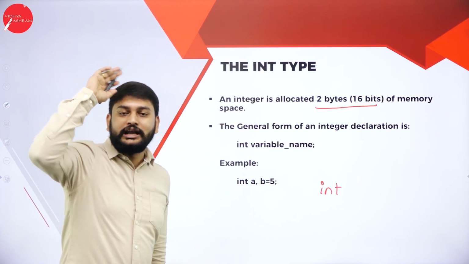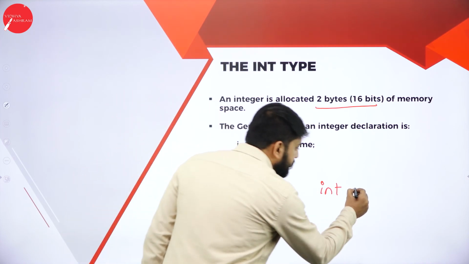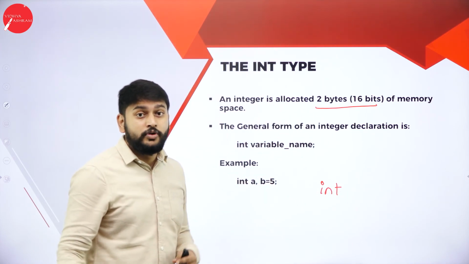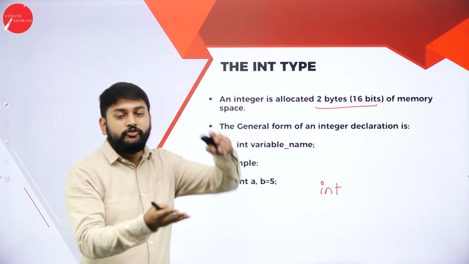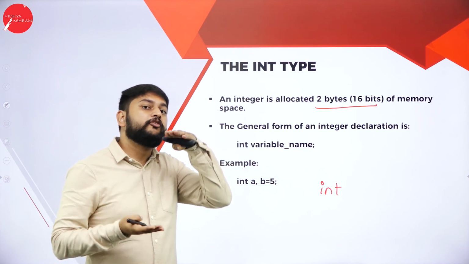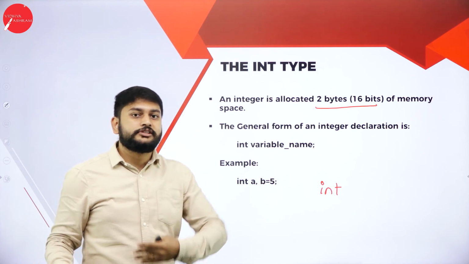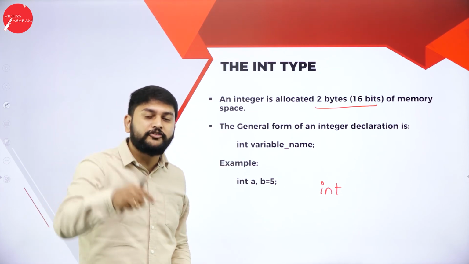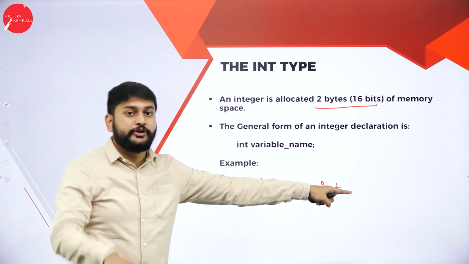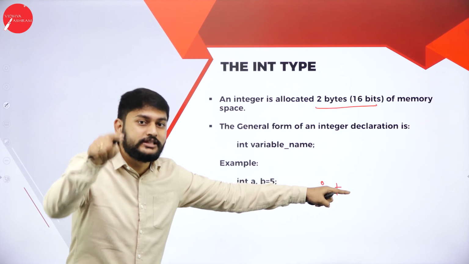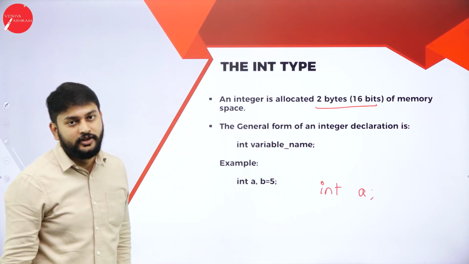To declare an integer variable you have to use a keyword called int, and then you should write a variable name. Remember, I discussed a topic called identifier. There, when you define any name, there are rules. Same way, you have to follow some rules to define any name. Please go back and check in the previous video. I have discussed that in tokens, right? So you have to follow those rules for that name.